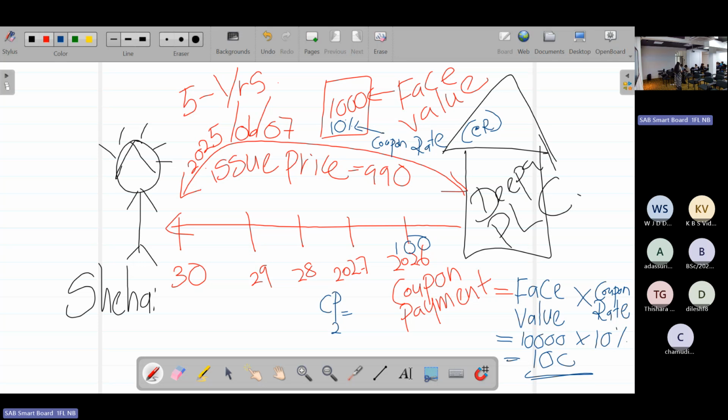How much is it? Again, same value. How much is it? 100. Coupon payment is not going to be changed. Again, 100. Right? Third year, CP3.